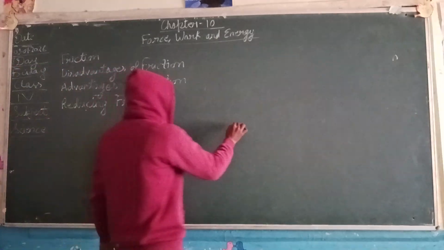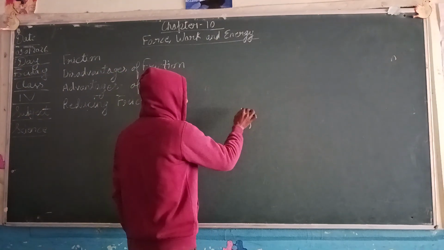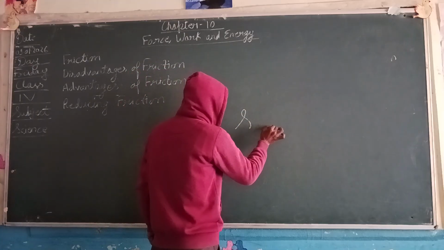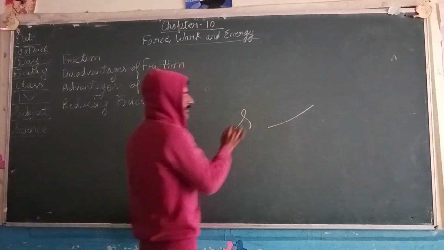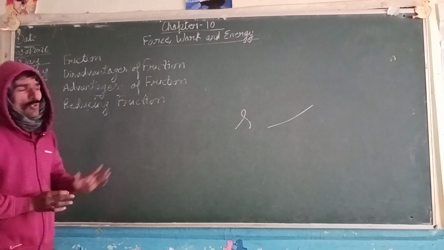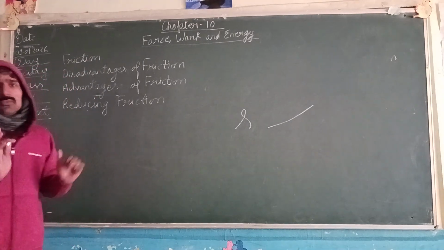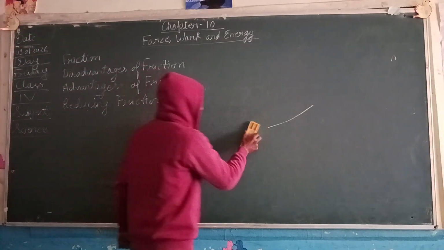If I am writing something on the board, in that case the chalk and the board are in contact. And when I am moving this chalk on the board, the force that is working on it is the friction. So friction is a type of force that works between two surfaces. That is the definition of friction.